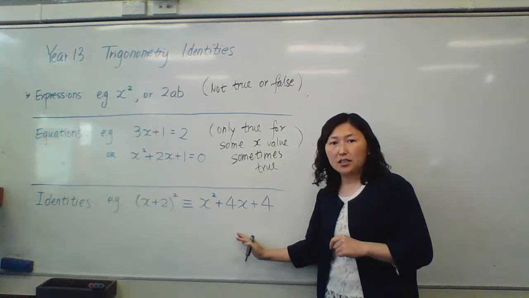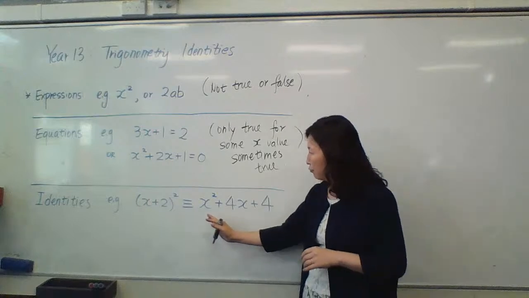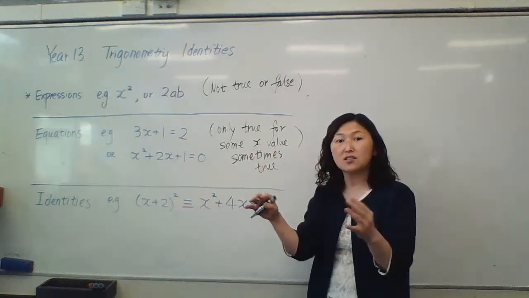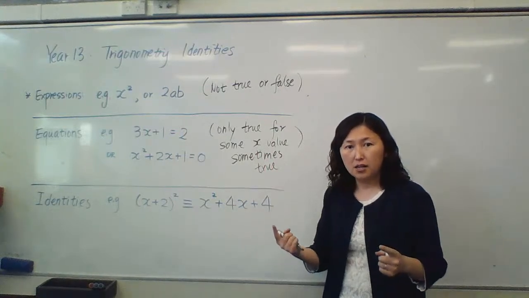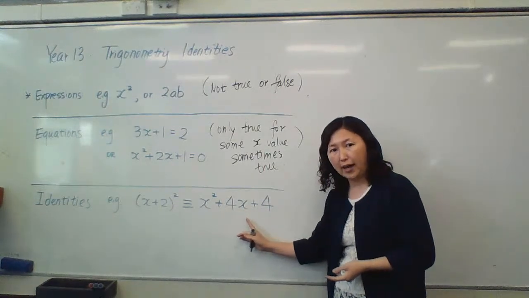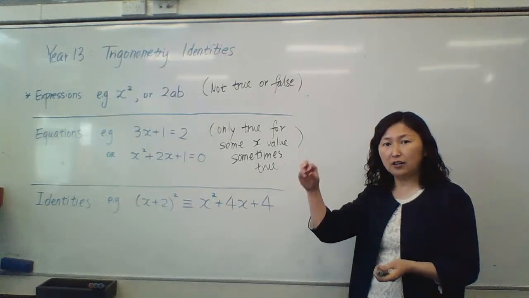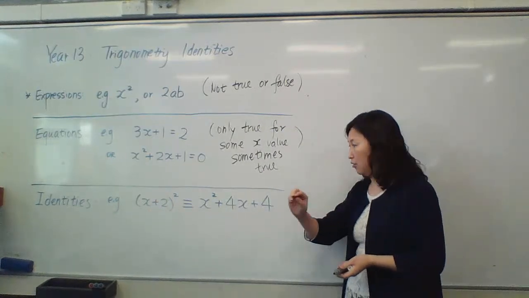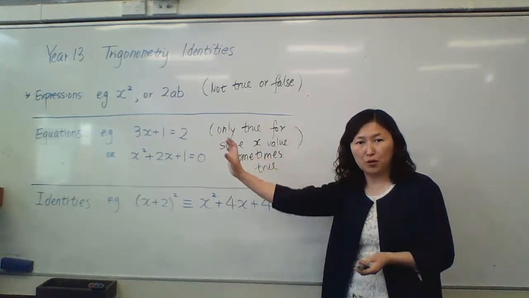But what about identities? Identities is something that we never actually learned before. So I have written one example here. On the left-hand side, you have (x + 2) squared. Now, what we learned in the past is that I can expand it. If I expand it, what I will get is x squared plus 4x plus 4. So I can chuck any value of x into here, and if I substitute that same value on the right-hand side, I always get the same values on both sides.